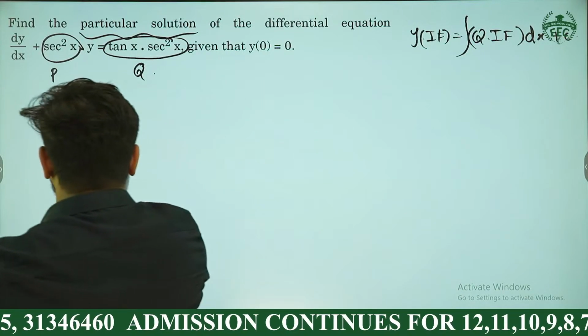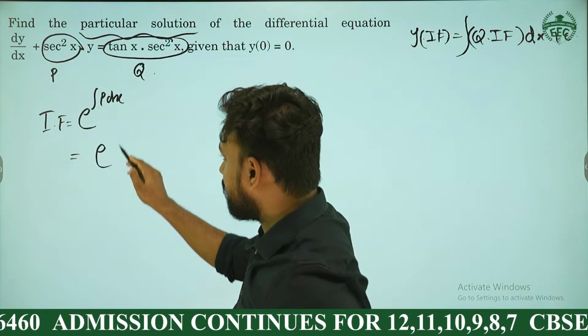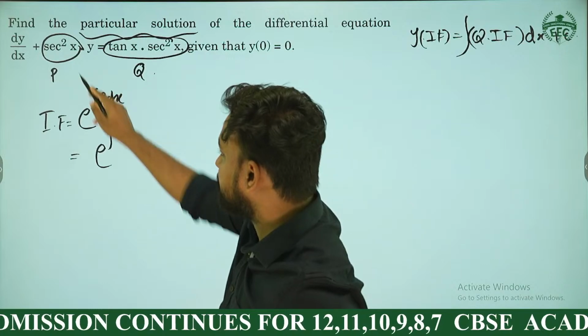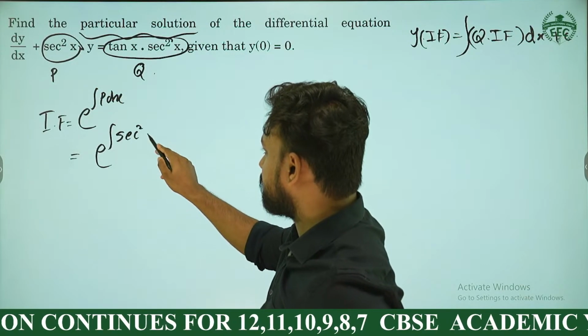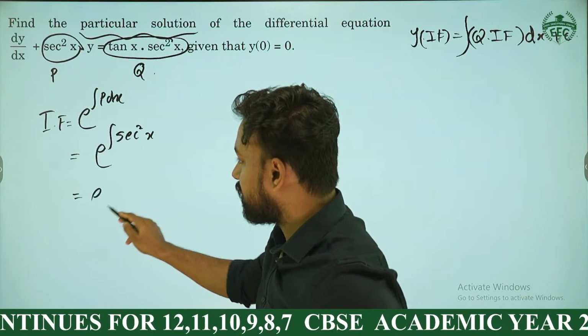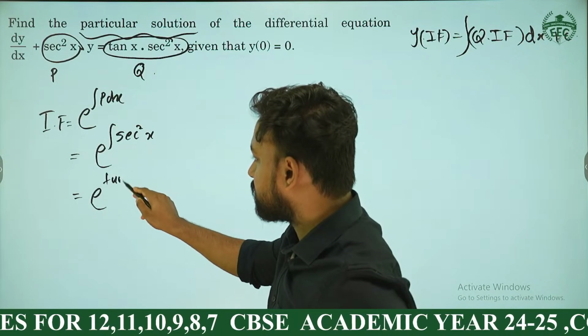So here you can see e raised to integral P dx, what is P? Here P is sec² x. Then e raised to integral sec² x is what? Tan x.